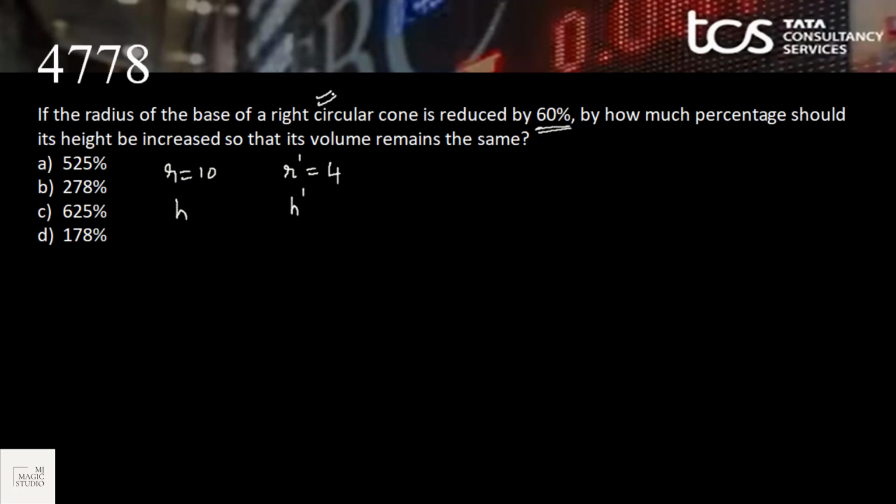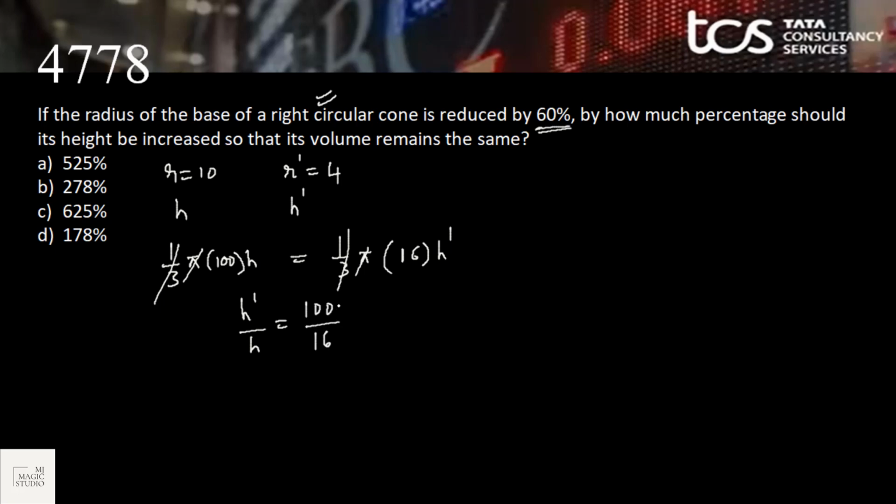Volume remains same of right circular cone. Volume of right circular cone is 1 by 3 pi r square h. So initially it was 1 by 3 pi 100 h. Now this should be equal to 1 by 3 pi 4 square is 16 into h1. So h1 by h is equal to 100 by 16. That is 4 to 25. So if initially h was 4, the new height should be 25. That means it increased by 21 points.